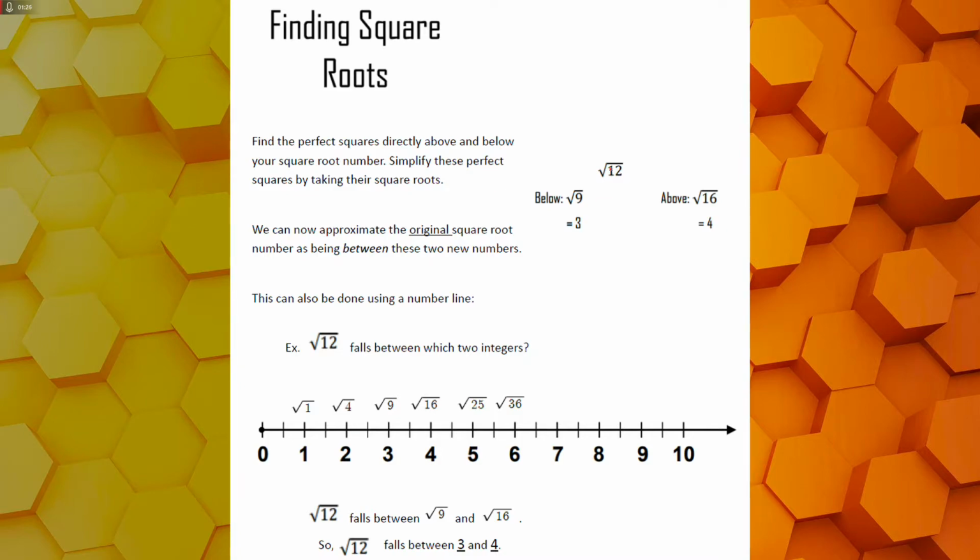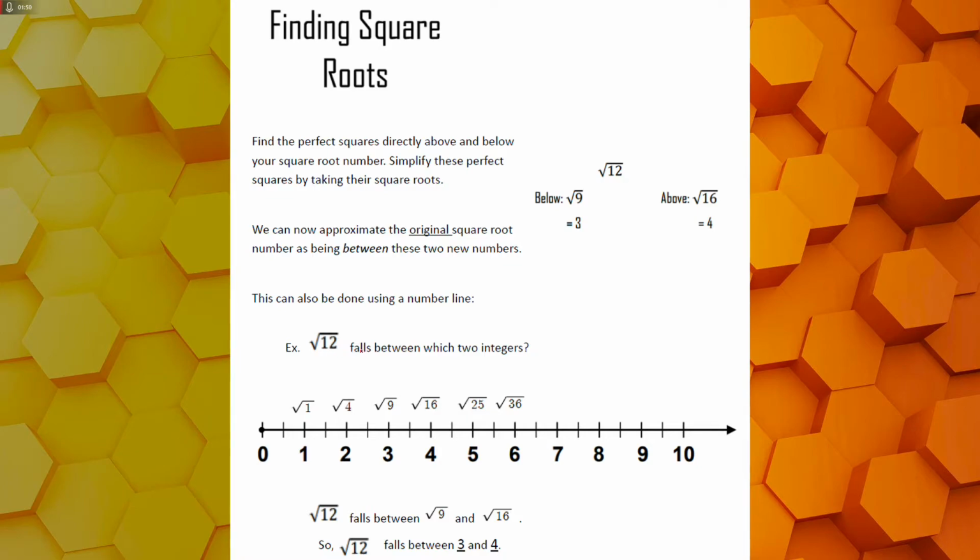So in this case, the square root of 12 is going to be between the square root of 9 and the square root of 16. And then once we simplify those perfect squares by taking their square roots, we know that the square root of 9 is 3 and the square root of 16 is 4, which means the square root of 12 has to be somewhere between 3 and 4. We can also do this on a number line.